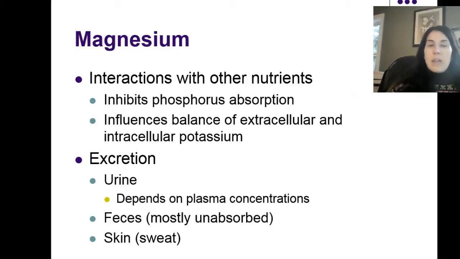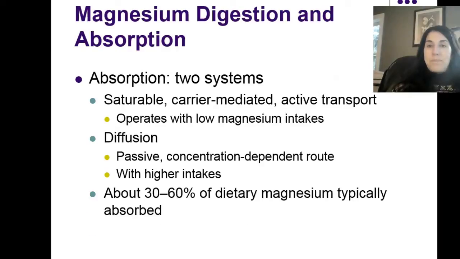Magnesium can interact with other nutrients. It can inhibit phosphorus absorption. It influences balance of extracellular and intracellular potassium. It's excreted primarily in the urine, but that depends on the plasma concentrations. It's usually found in the feces unabsorbed, and you may lose some magnesium when you sweat. So if you're exercising on a 90-degree day, chances are you're going to lose some magnesium through sweating.